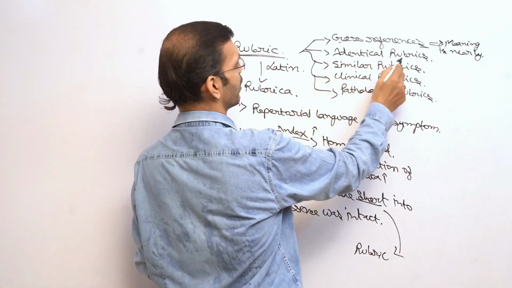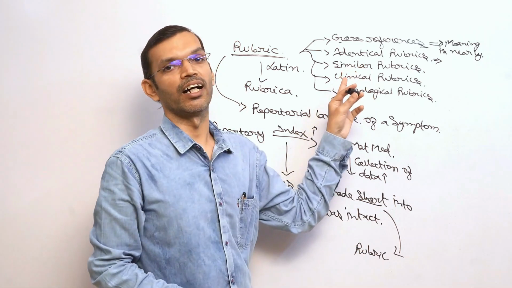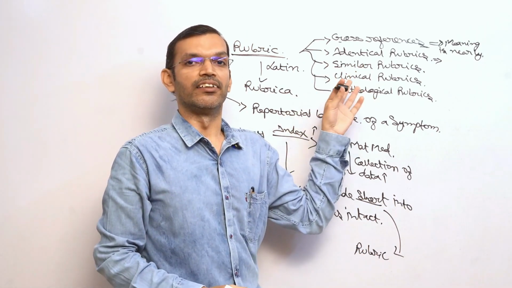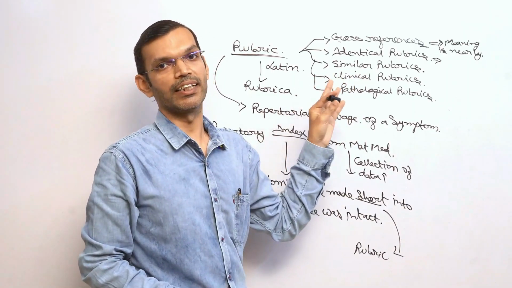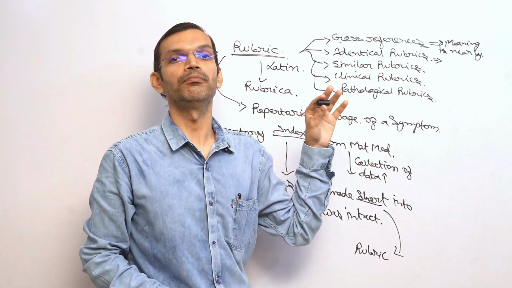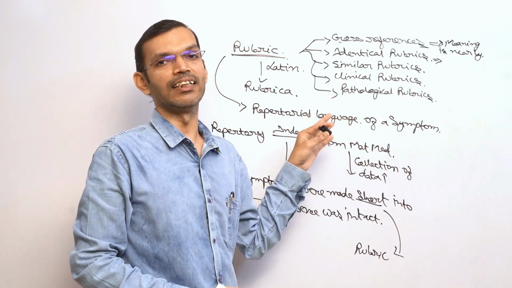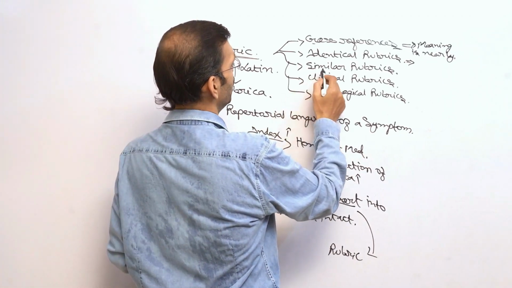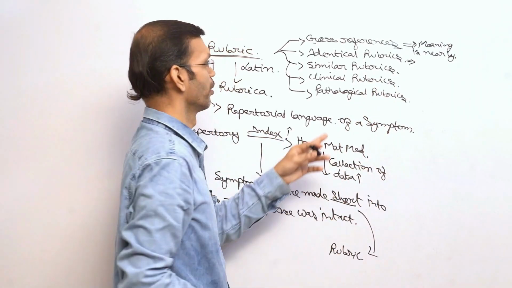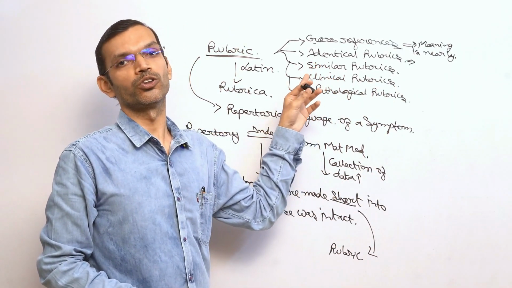Then we have identical rubric. In the identical rubrics, both the rubrics are the same, and the drugs along with their gradation are also the same. The rubric may seem to be a bit different, but the essence is the same. Then we have similar rubrics. In this, the two rubrics are too close to each other.